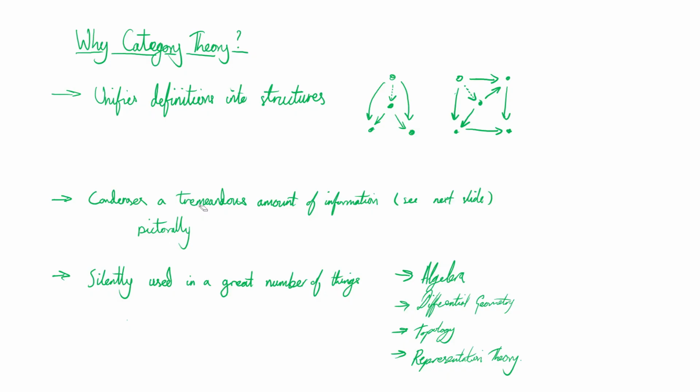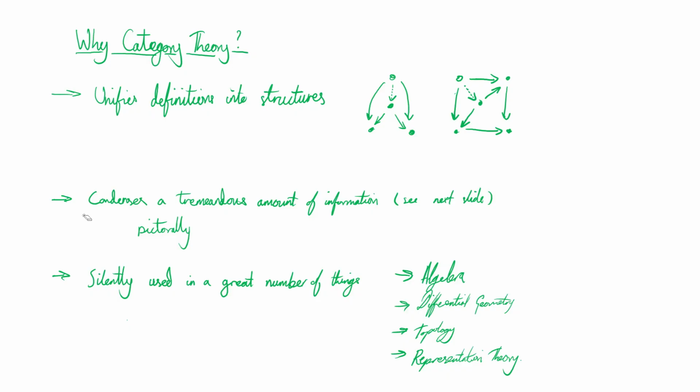However, I think it's best we move on to the next one, otherwise we will be here all day. The next reason is more of an added benefit, is that it condenses a tremendous amount of information into pictures. So I will show on the next slide, there is a definition which takes up maybe 5 or 6 lines, and the picture is 7 things, and you just say this commutes.